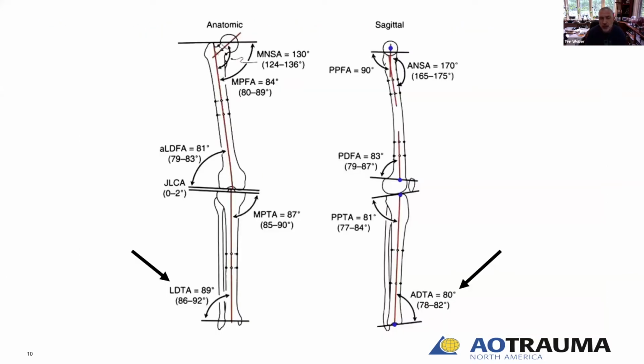So Brett showed this slide earlier. The mechanical axis has been everything through the whole course and will always be that. It's important to know what the norms are. So for the distal tibia, in the coronal plane it is about 90 degrees, and in the sagittal plane 80 degrees.